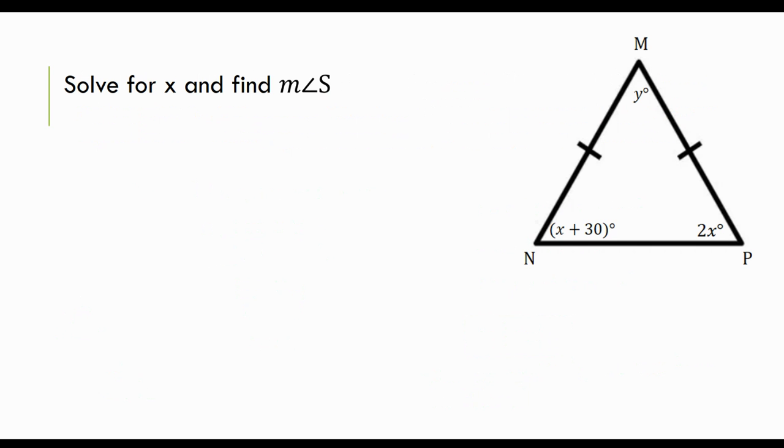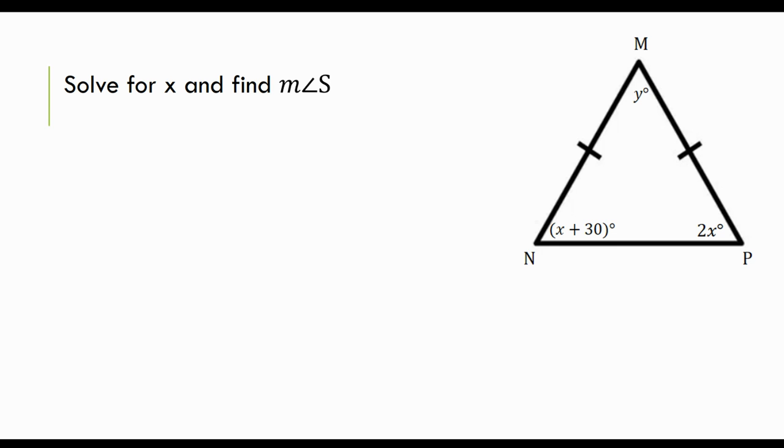All right, let's take a look at this. We're going to solve for x, and we're going to find the measure of angle S. So notice that I'm giving us angle M is a y, angle N is x plus 30, and angle P is 2x. So there's 2 different variables. There's x's and there's y's. Let's think about this. We might have to set up a system, but I'm going to look at the picture first and see if we can do anything and get around not having to set up a system.